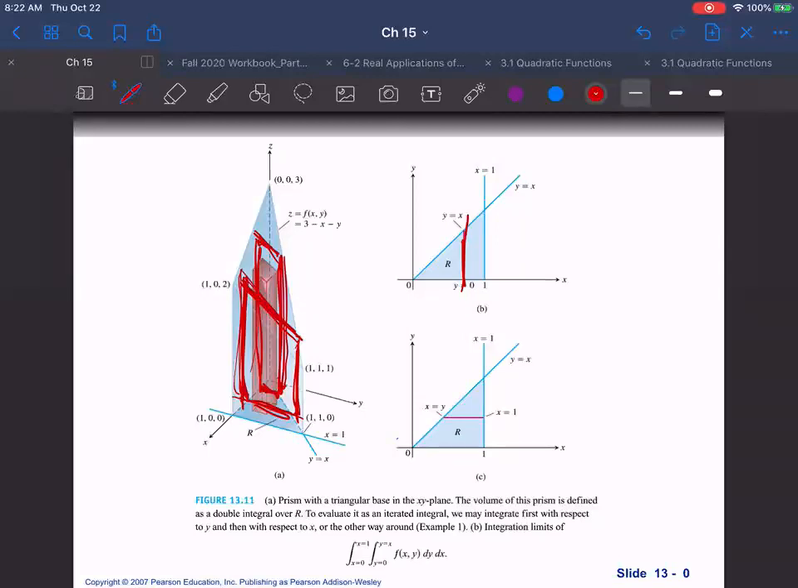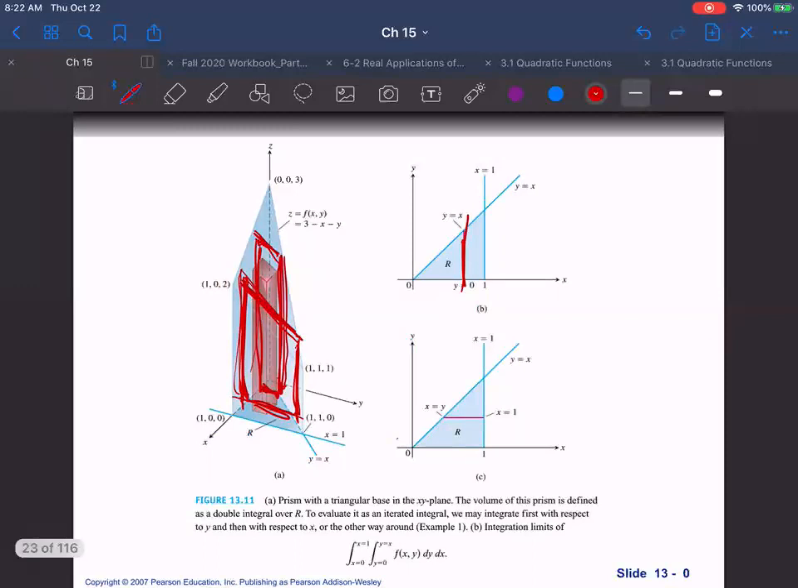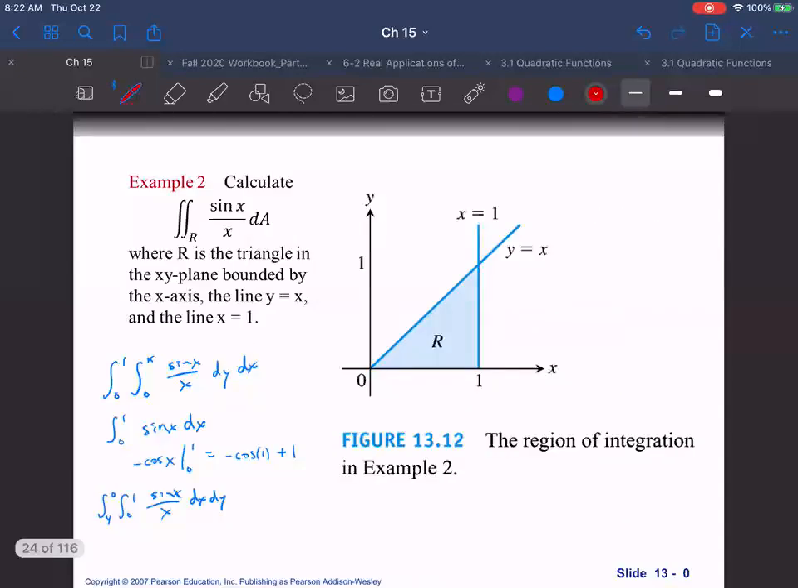All right, so moving on to the next thing, take a look at this example here. We have calculate this volume underneath this single function here, where R is the triangle in the XY plane bounded by the x-axis, the y-axis, the line y equals x and the line x equals 1. So this is actually the same boundary as the previous problem. It's the same triangle, but we have a different function that we're integrating underneath. So we should get a different total volume here.